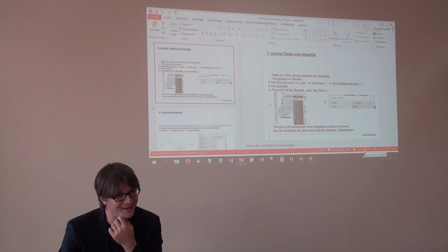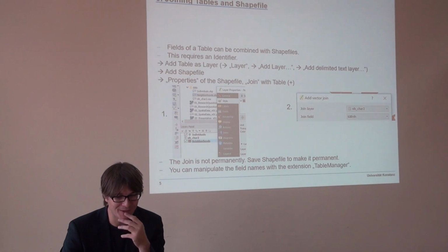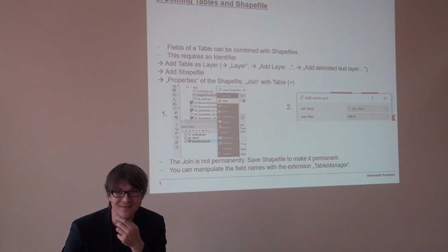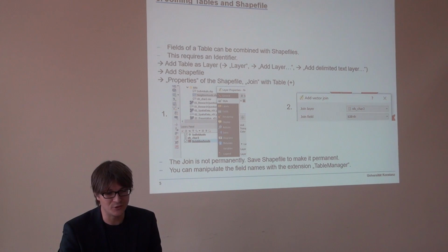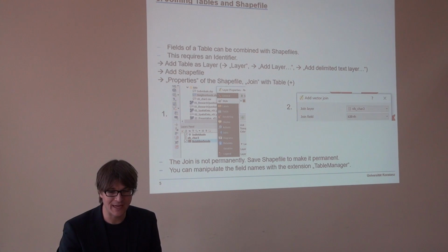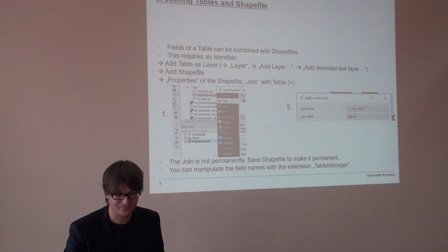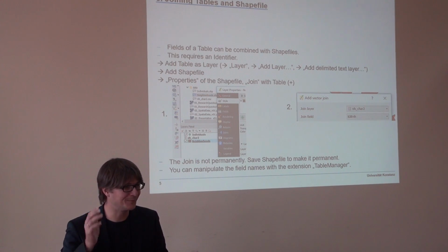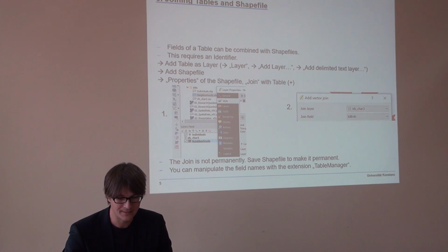So now I come back to your very important question. How can we now display these kinds of information? And this is something you do by joining tables and shapefiles. Fields of a table can be combined with existing shapefiles. As with all the merging and joining, you need some kind of identifier, which we have.